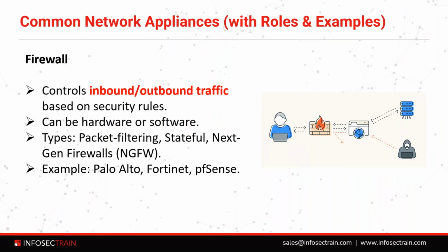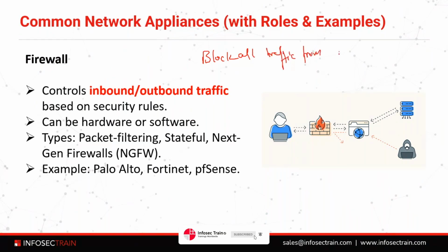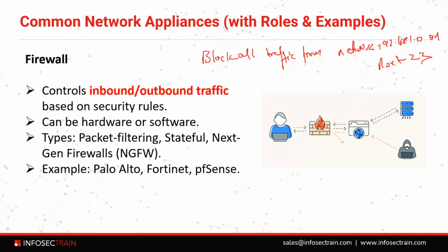So if I have written the rule, let's say block all traffic from network 192.168.1.0 on port 23, right? So if it matches any allow rule, it passes through. If it matches any deny rule, it is dropped or blocked, right? So all the traffic coming from this network or from this subnet will be dropped, right?